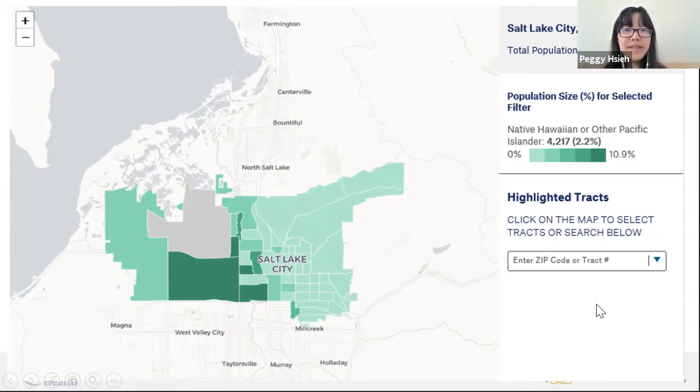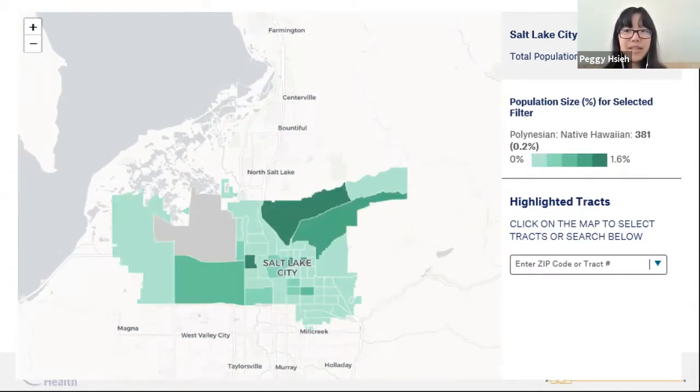However, if you dig into a more specific subgroup, for example, the Native Hawaiian subgroup within the larger NHOPI population, you can see that they appear in the upper right census tracts of the city. So this shows that even though in the overall NHOPI group, most of the NHOPI residents live in that lower left census tract, when you dig in deeper, the map can look different because specific subgroup residents live in different areas of the city.